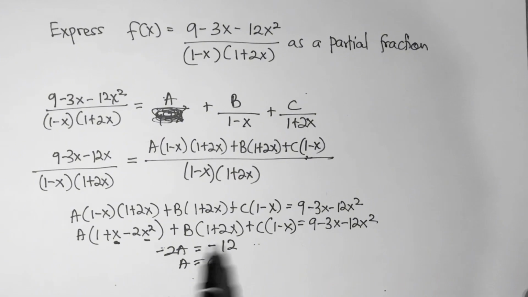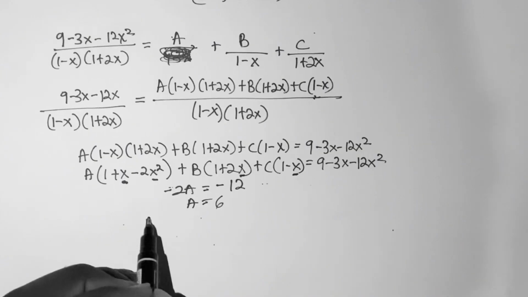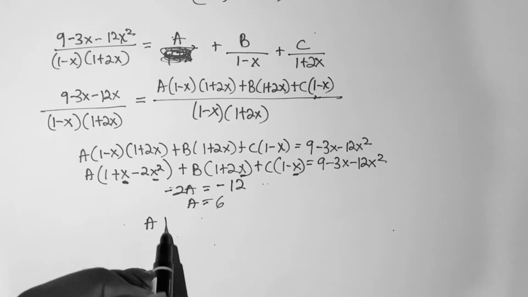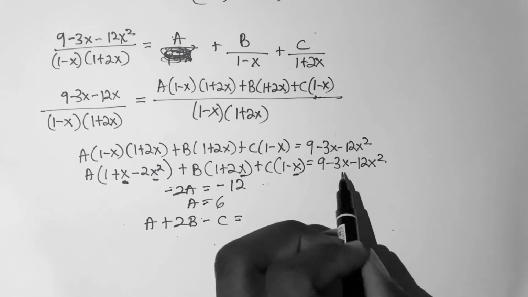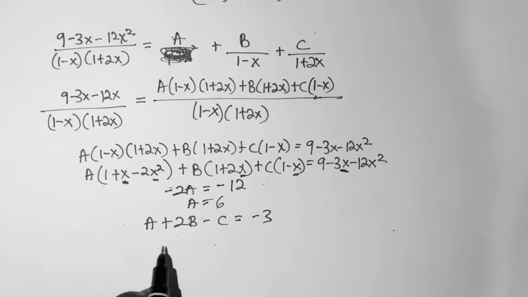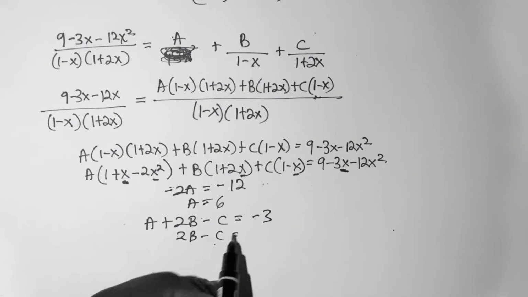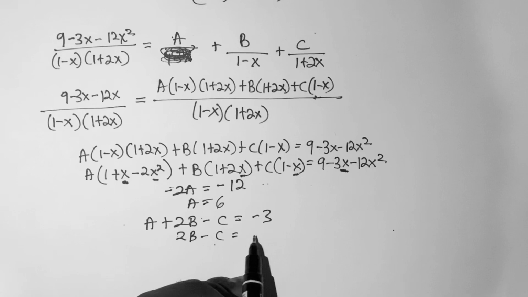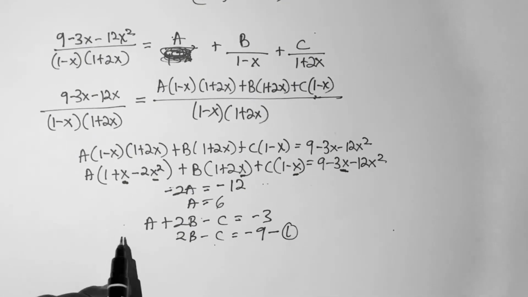Now this is an x, this is an x, and this is an x. So it means that a plus 2b minus c is equal to the coefficient of x here, which is minus 3. But we know that a is equal to 6. So it implies that 2b minus c is equal to minus 3 minus 6. That will give us minus 9. So this is equation 1.